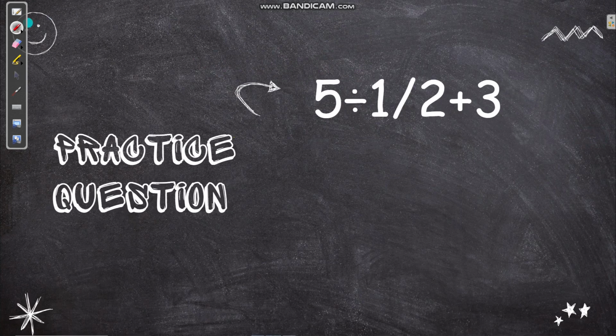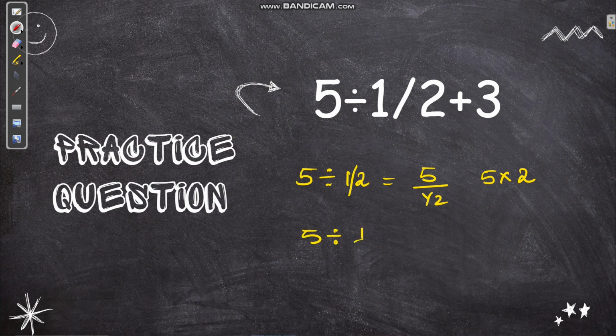So now we have a practice question. You need to find the answer for 5 divided by half plus 3. Let me tell you a few things. Whenever you have something like this, divide by half, this is 5 upon half, correct? It is basically 5 into 2, because this is 5 divided by 1 by 2, and here you have 1. So when you want to change this division sign into a multiplication sign, you have to take the reciprocal of this number. So 2 will come on top. So this is nothing but 10.